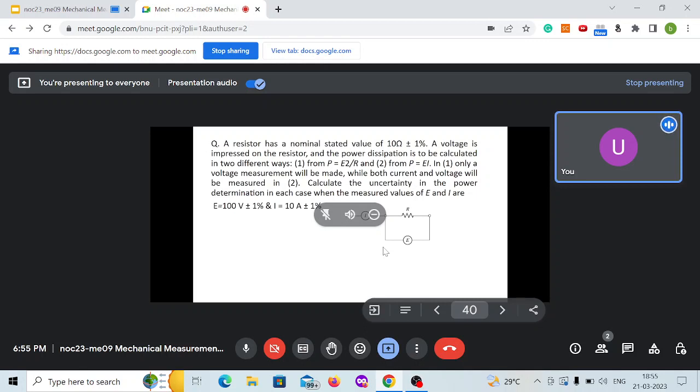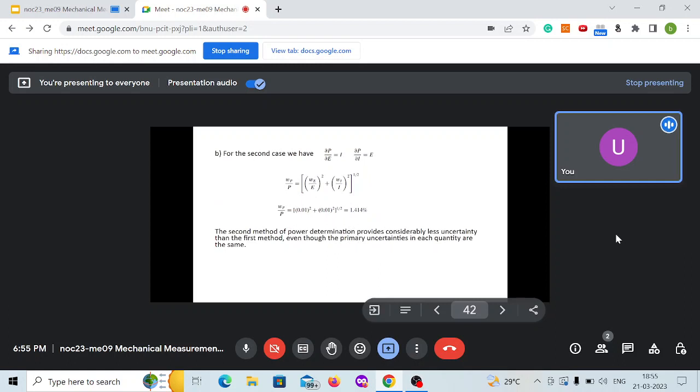In this case you measure both current and voltage. For this case, we also find dou P by dou E, which will give you I, and power with respect to current, when you differentiate, you will get voltage. When you substitute into the uncertainty relation, the uncertainty of P by P will give you the same product relation uncertainty analysis equation. When you substitute into that, we will have (uncertainty of voltage by voltage) the whole square plus (uncertainty of current by current) the whole square, the square root of the summation.